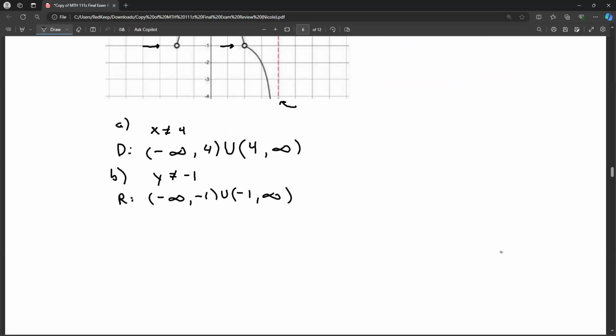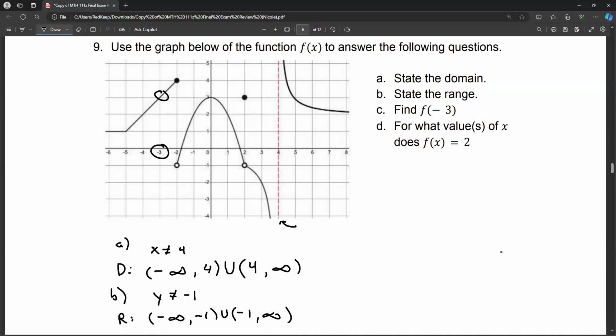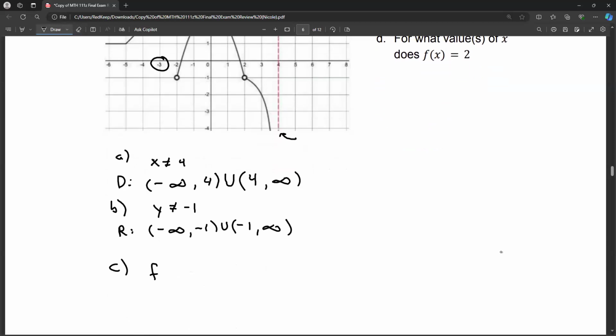Next, we are going to have part C, and part C is asking us to find f of -3. So we're just going to plug in x equaling -3. Let me erase this little line here. So when x is equal to -3, we look at the output, and the output looks to me to be 3. So when x is equal to -3, the output is +3.